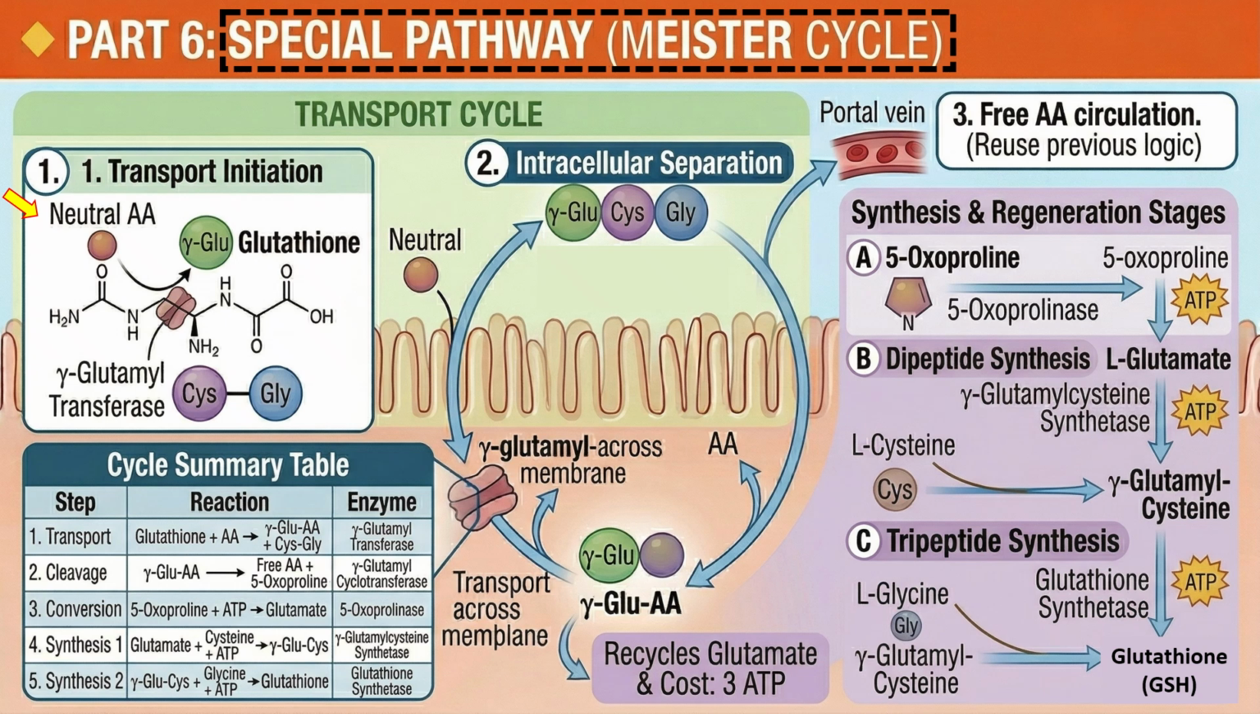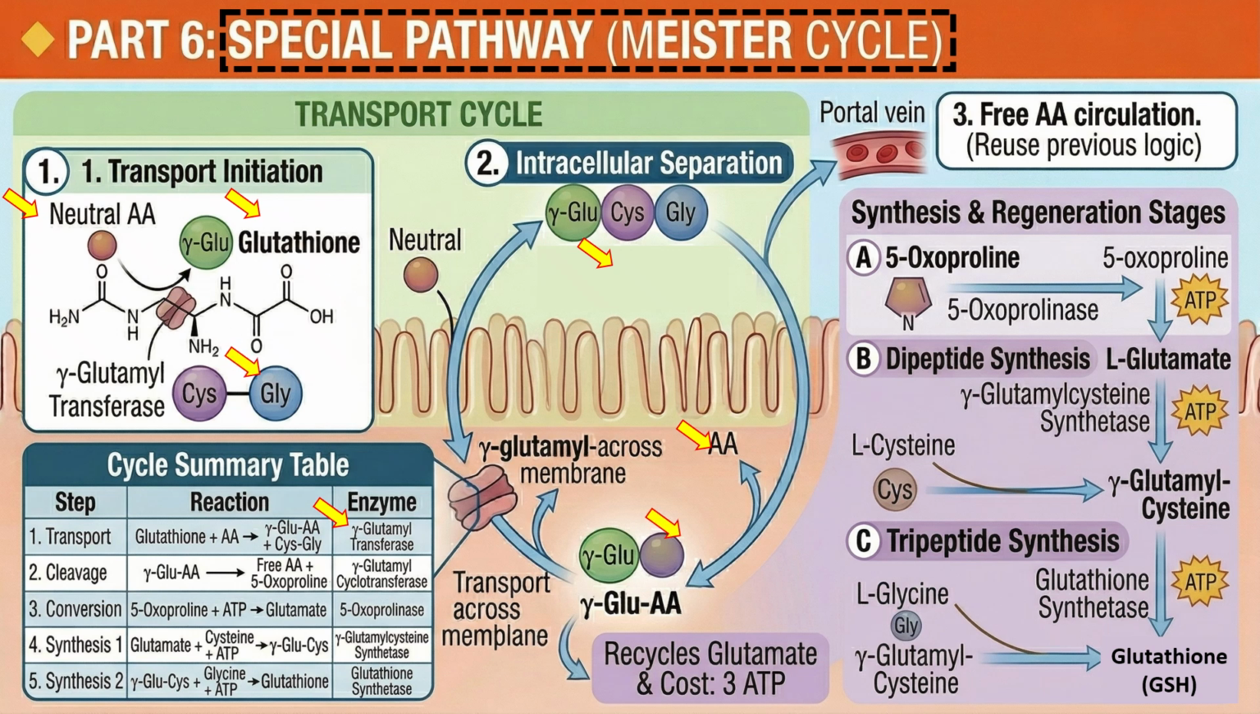The most important thing to remember here is the key molecule called glutathione. This is a tripeptide made up of glutamate, cysteine and glycine. So remember γ-glutamyl cysteinyl glycine. Let's understand step by step how the cycle occurs. The first thing is a neutral amino acid comes near the membrane. It binds with the glutathione with the help of the enzyme γ-glutamyl transferase. The amino acid gets attached to the γ-glutamyl group and the remaining part becomes cysteinyl glycine.